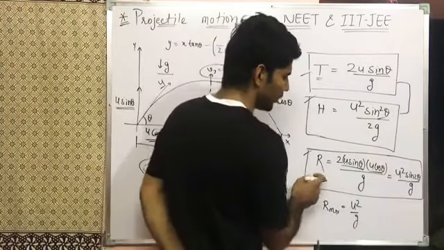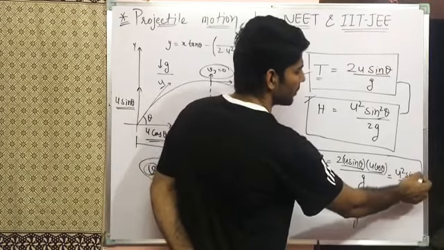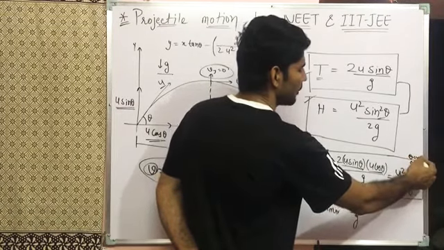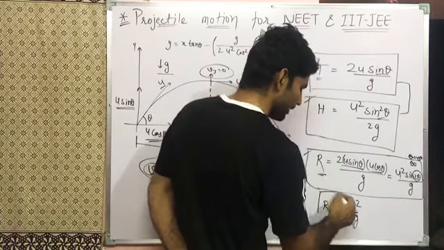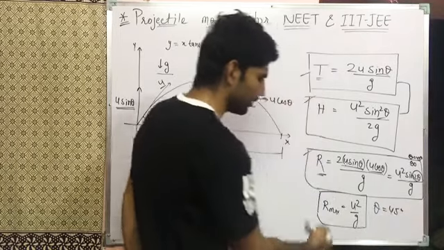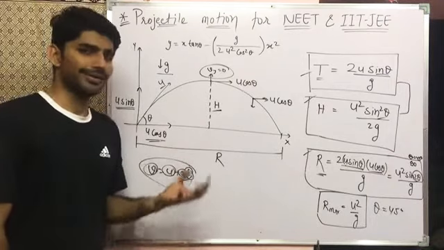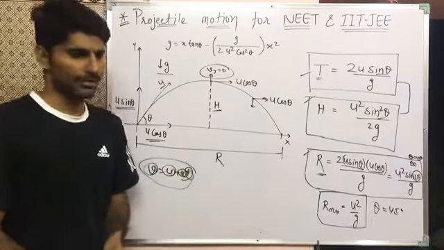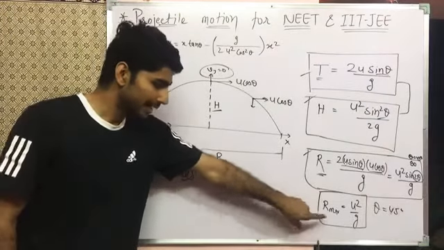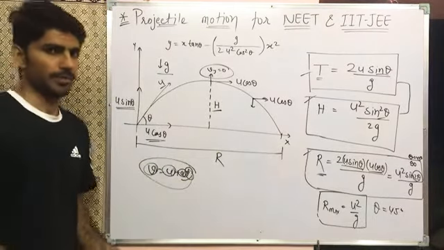So this is the value of the range. When you put in the value of theta, 2 theta can be at most 90 degrees, so theta becomes 45 degrees. At that time the range becomes maximum, at theta equal to 45 degrees, which is u square by g. So for any projectile the maximum range is u square by g. This is a fixed value and very important. Sometimes you may get a direct question on this: what is the formula of maximum range in a projectile?